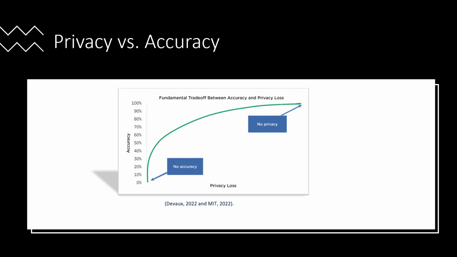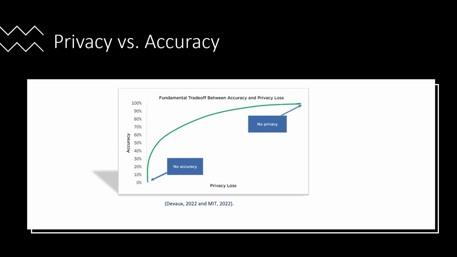Well, it all comes down to the amount of noise we introduce into the data set. The more noise we add, the more privacy we guarantee, but the less accurate our results become. It's like trying to have a conversation in a crowded room. The more background noise there is, the harder it is to hear what's being said.